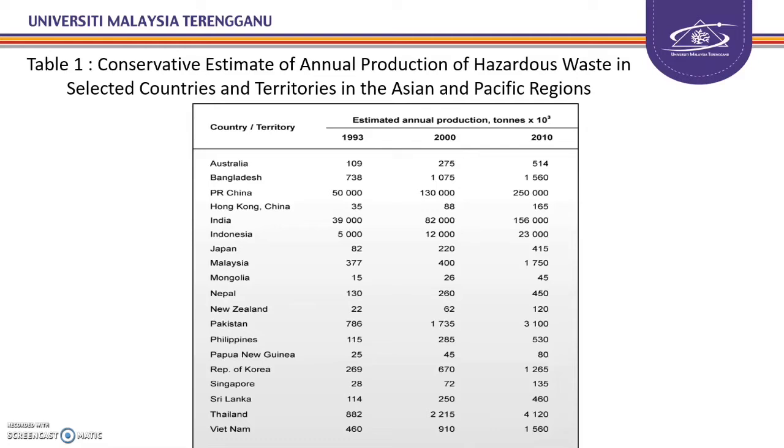If you can see, Malaysia from 1993 has doubled and tripled the number. Because Malaysia is a developing country, the number is quite low compared to the developed countries, as you see on the other countries. And I think the country that produces the most hazardous waste is the Republic of China. We know that China is an industrialized country, so their production of hazardous waste is high.